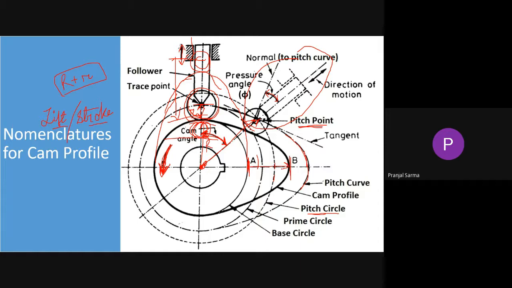Because from here to here, if you consider this radius as R, this is also R, and this is also R. So throughout this angle, it is a constant radius, R equal to constant, right?